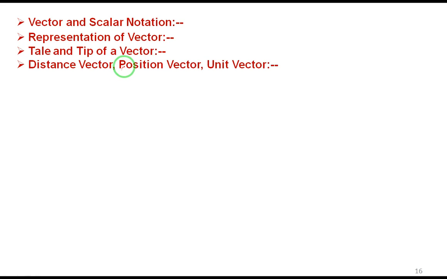First, vector notation and scalar notation. There should be some notation in order to identify them. I will represent a scalar quantity by some letters. For example, let me take the letter A. I will write scalar A, scalar B. This is the representation for a scalar quantity.